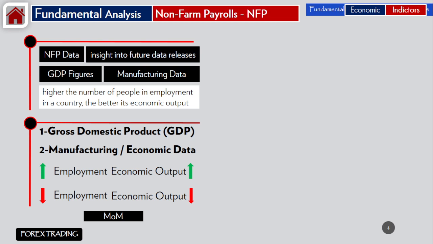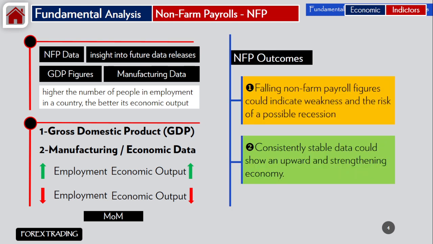If the economy is doing good, there's a lot of employment. If the economy is going bad, then employment will suffer as well. So this is a key economic indicator, NFP. So what could be the possible outcomes of NFP? If the NFP data is falling, then it could indicate a weaker economy, and possibly a risk of recession. And if there is consistent, stable NFP data, then it can show an upward movement in the economy, and a very strong signal of strength in the economy.